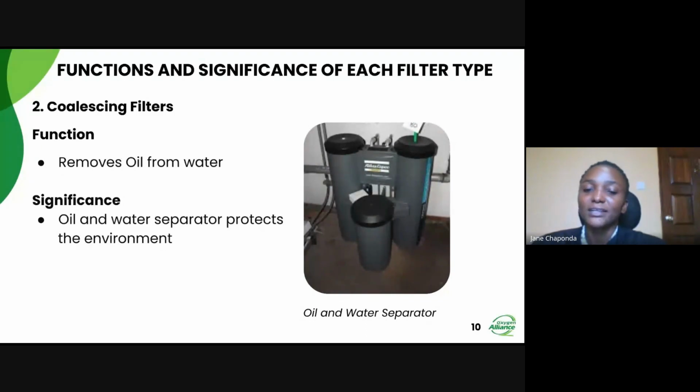So the separator removes oil from the water because the mixture cannot be released into the environment due to environmental regulations. Then the water is directed to a container and thereafter the water is drained. The significance of the oil and water separator is that it protects the environment by preventing pollution, since oil can disrupt the ecosystem if released into the environment. So in this case, oxygen plants meet the strict environmental regulations by ensuring that the discharged water is free of oil and also free from other contaminants.